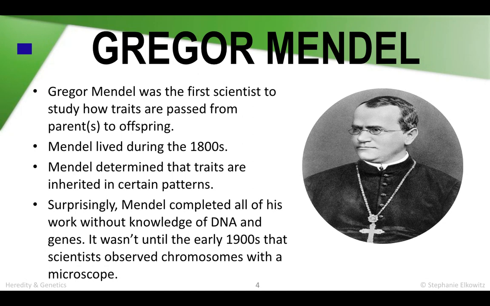Mendel lived back in the 1800s. All right, he determined that traits are inherited in certain patterns. And surprisingly, Mendel actually completed all his work without even knowing what DNA is, or genes. It was just a lot of observation and studying. It wasn't until the early 1900s that scientists actually saw chromosomes with a microscope. So he did all of this just based off of looking at his plants back in the garden.